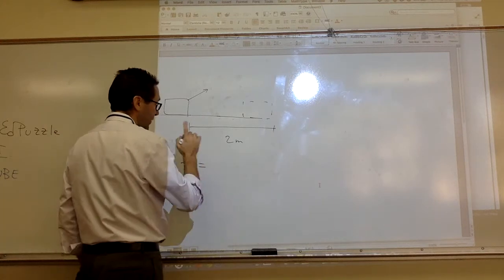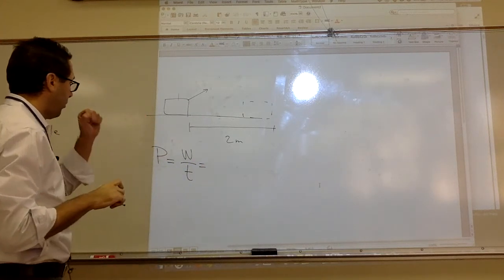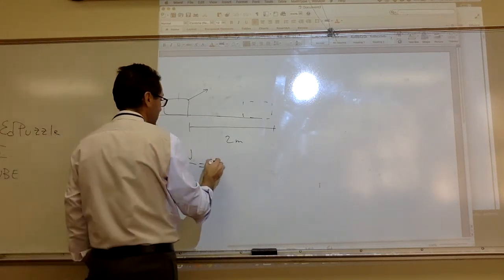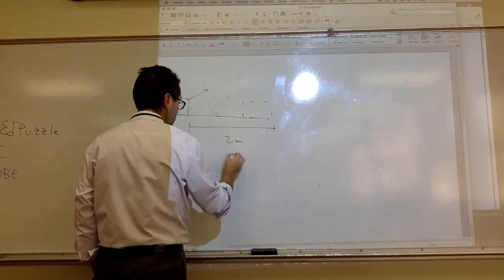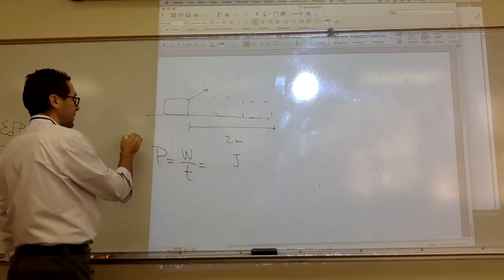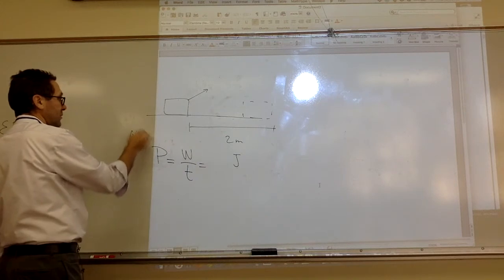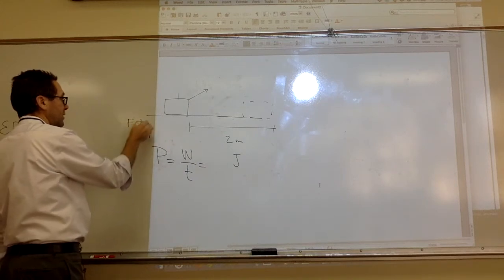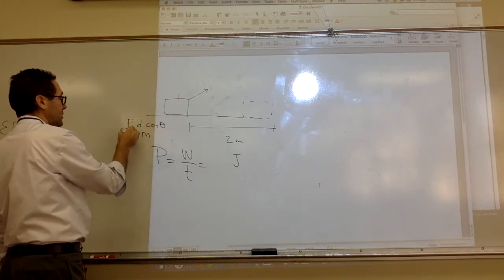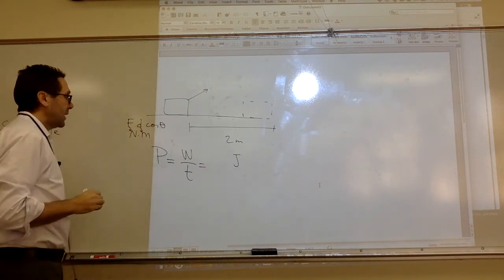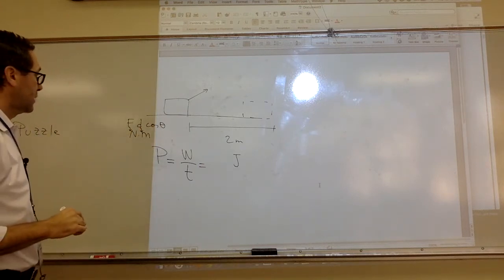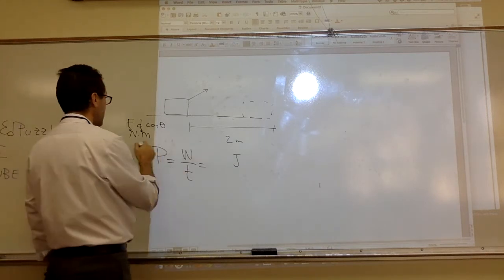Now, I forgot to talk about the units for work. The unit for work is joules, which is technically newtons times meters. If you look at the formula, because it's F d cosine theta, this is in newtons, this is in meters. The cosine of theta is unitless, right? So a joule is newton times meter.